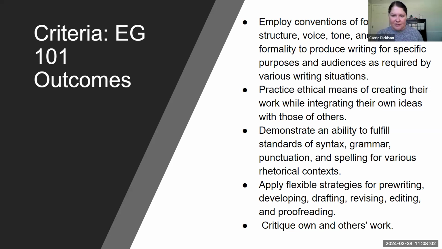The fourth outcome is to apply flexible strategies for pre-writing, developing, drafting, revising, editing, and proofreading. So we wanted to make sure that the OER had discussions about the writing process, potentially guidelines for peer review, which goes with that final outcome, which is to critique their own and others' work.